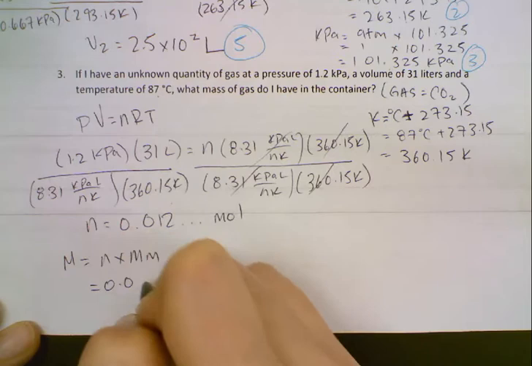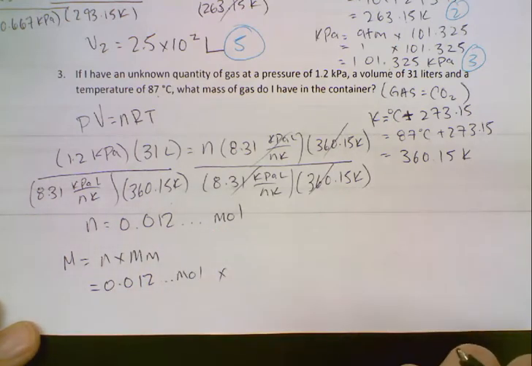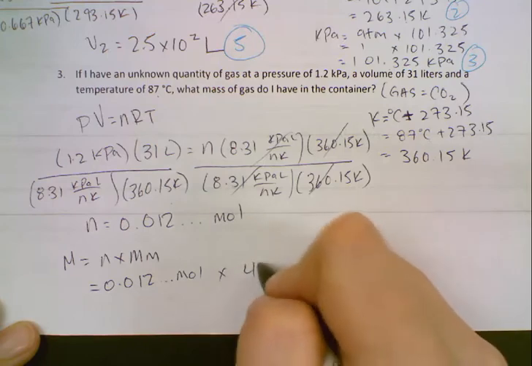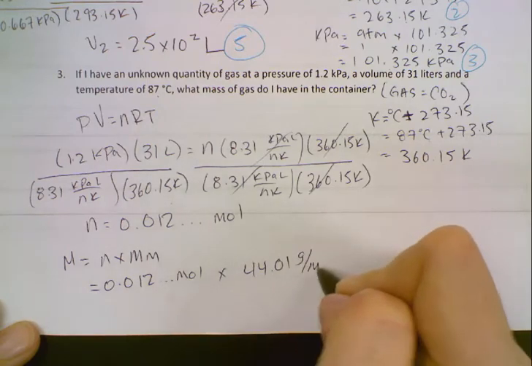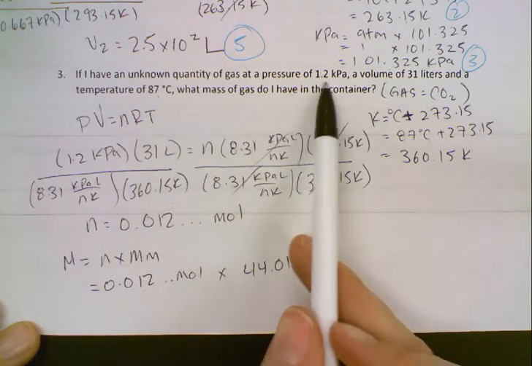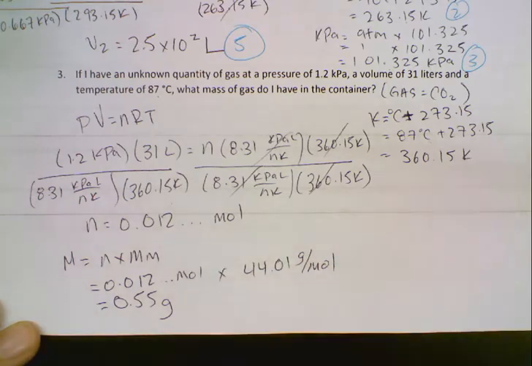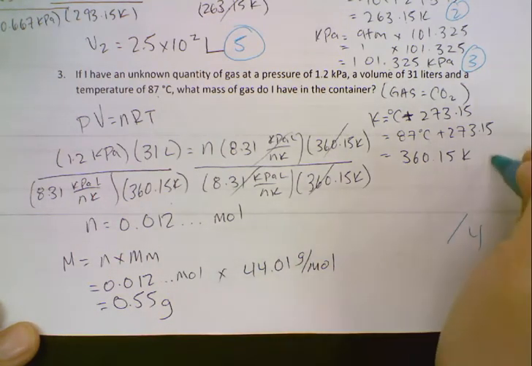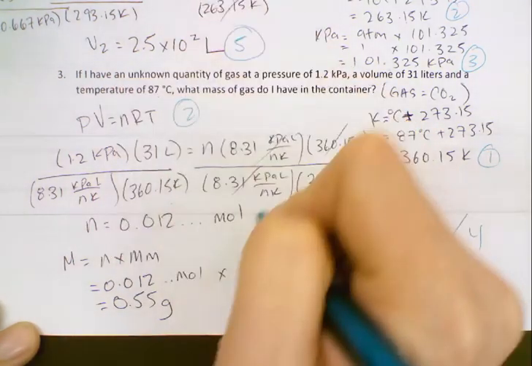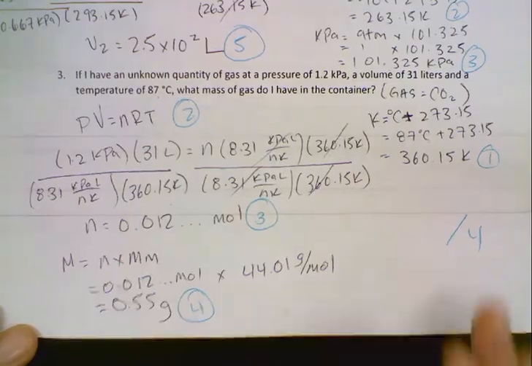So we're going to take the number we just calculated and multiply it by the molar mass of CO2, which you can calculate using the periodic table. And because we only have 2 significant figures for all of our units, we're going to reduce this to 2 significant figures. So this question would be out of 4. You get a mark here, a mark for showing your formula, a mark for calculating moles, and a mark for calculating mass.